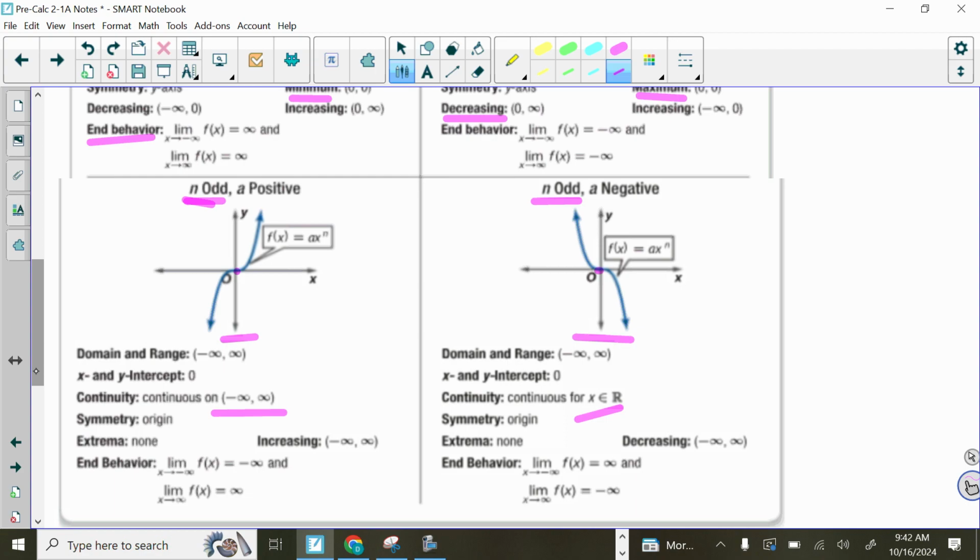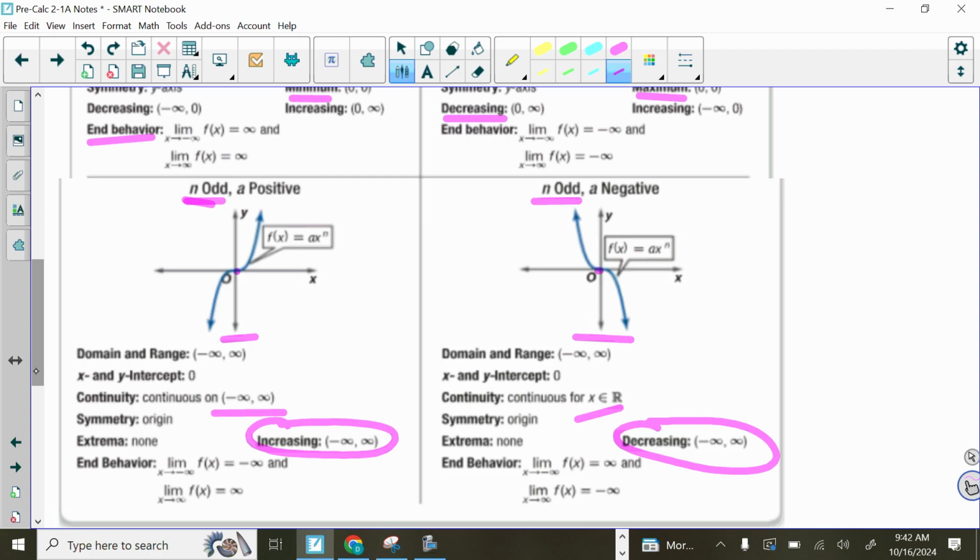Extrema here, there's no maximum or minimum, right? On both of them. So we don't have to worry about that. And then increasing. This graph here is always increasing from negative infinity to infinity. It's moving from left to right on the x values. It's always increasing. And this one is always decreasing because that graph is flipped over.